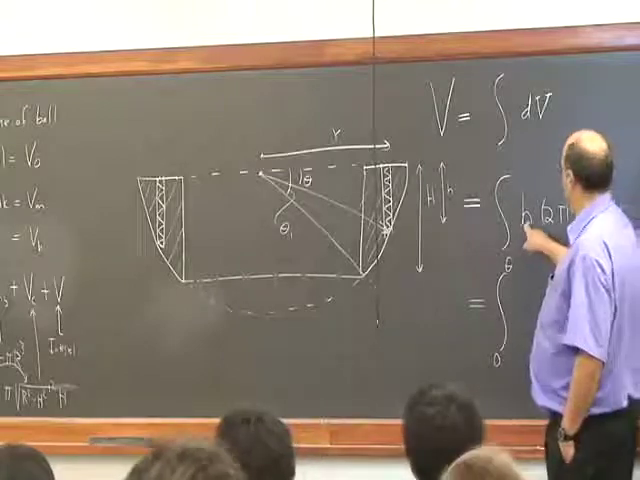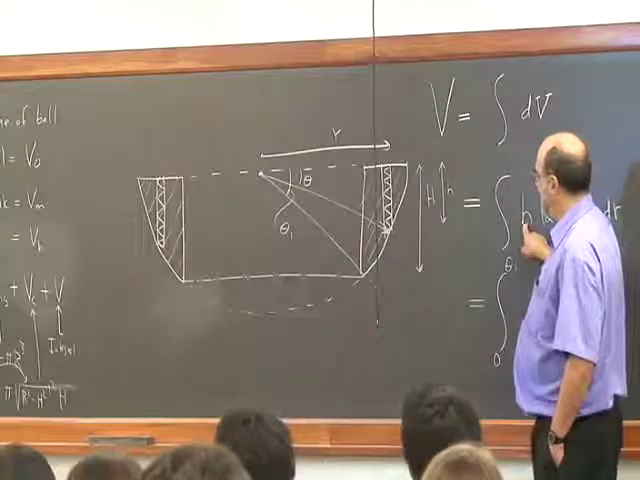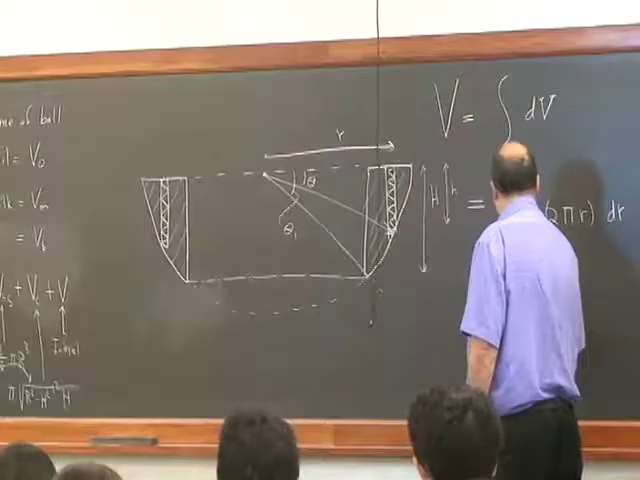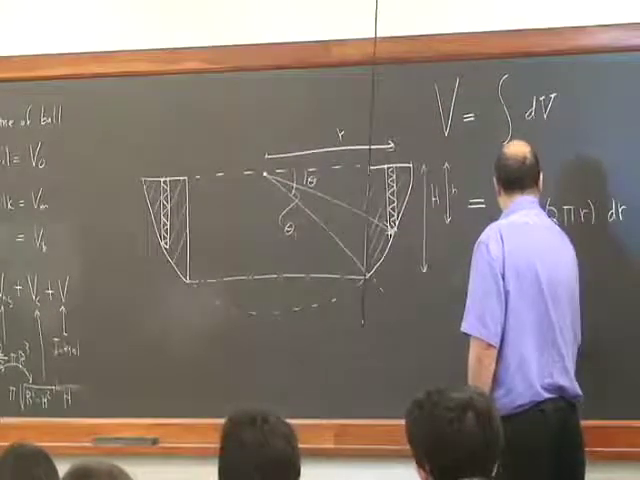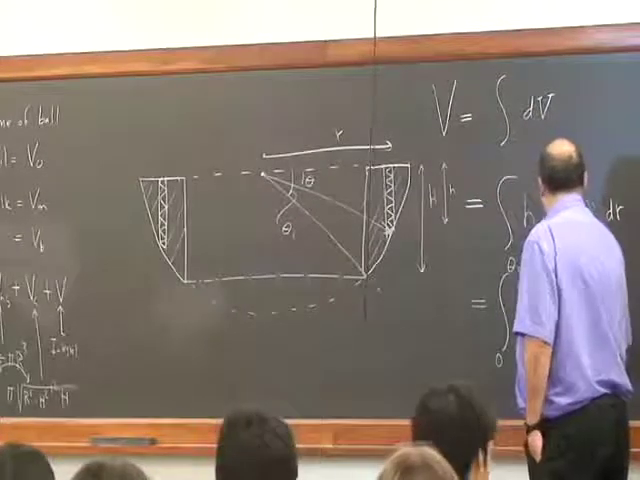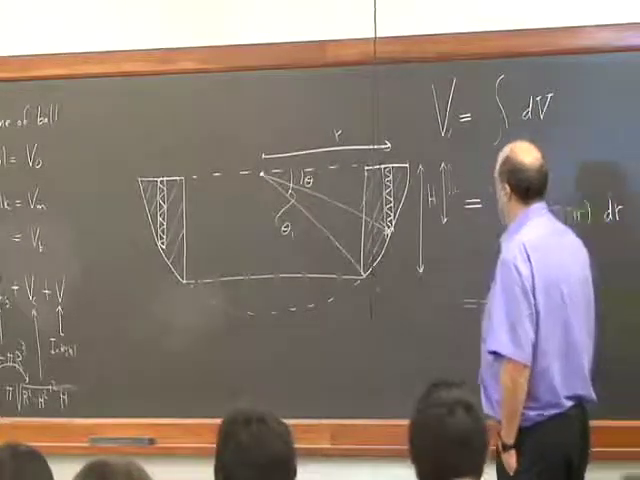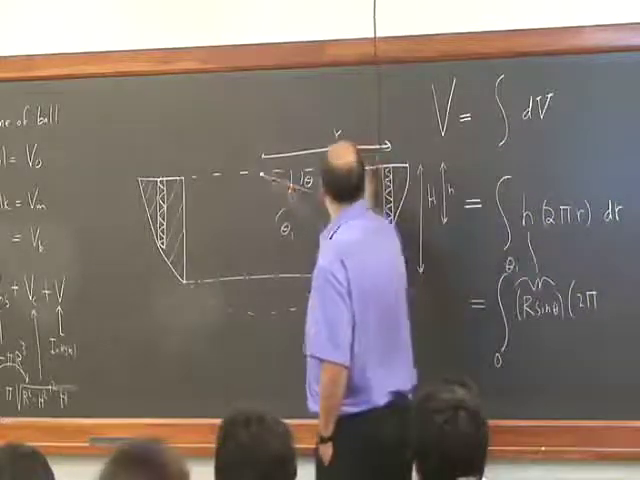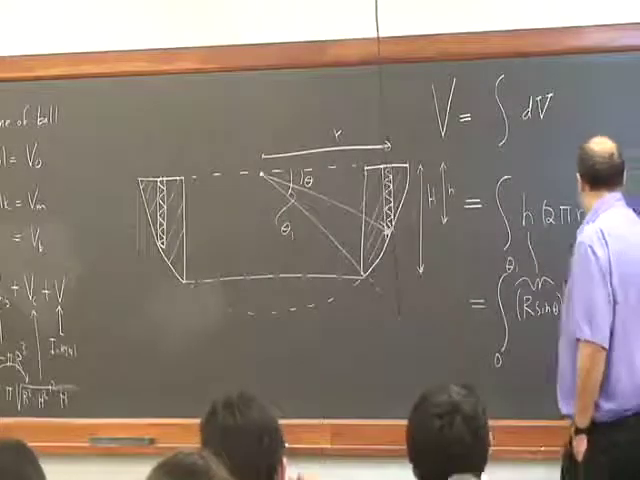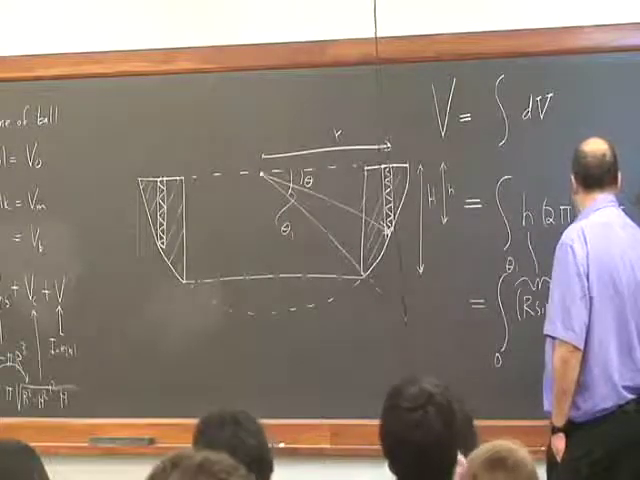So we need to figure out this H in terms of theta. Here we have R theta, so H is R sine theta. That's the quantity H when we set up this integral. That is capital R.